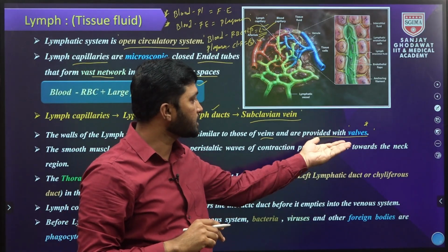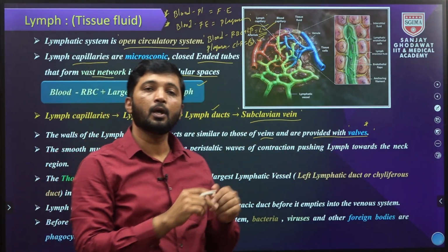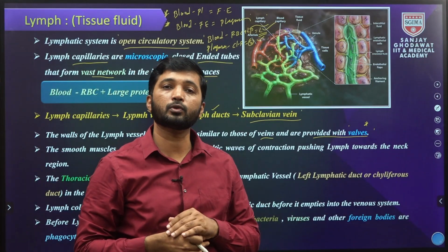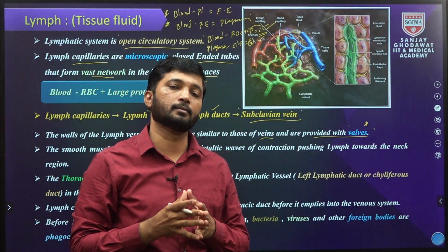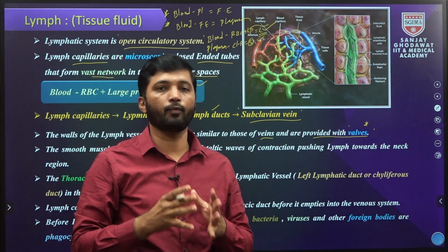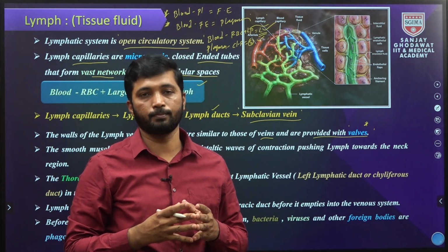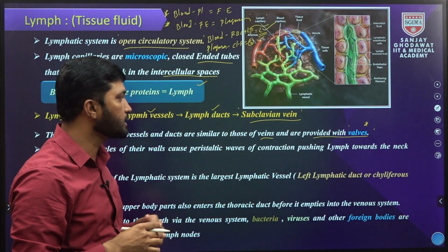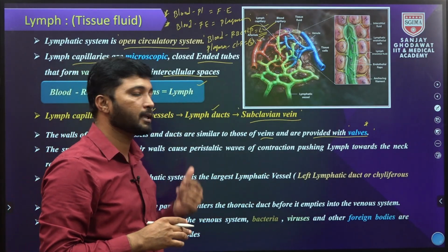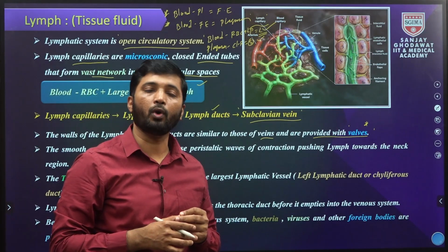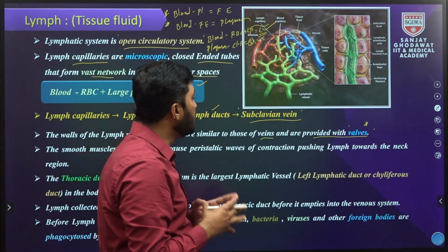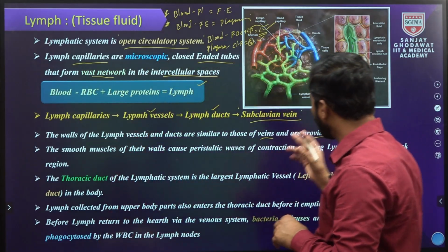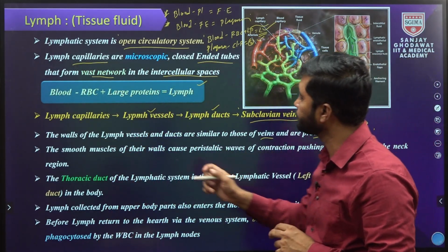Just like the venous system, in the lymphatic system also valves are present. The venous system contains valves preventing backflow of the blood, whereas in the lymphatic system, vessels and ducts are provided with valves preventing backflow of the lymph. That is the valve in the lymphatic system.